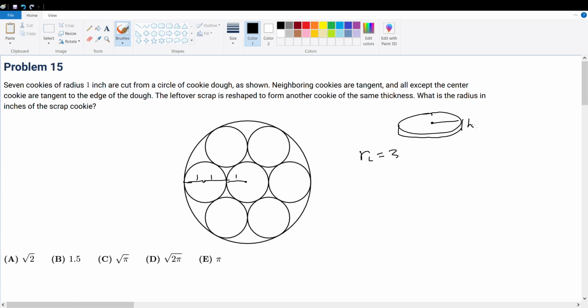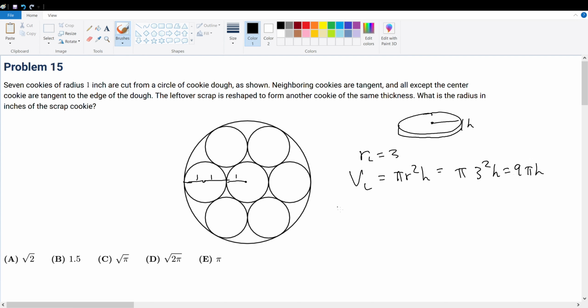Let's suppose that the height of each cookie is going to be h. With that, what can we say? We can say that the volume of the large cookie is going to be equal to pi r squared times h. That's the volume formula. So that's going to be pi times 3 squared times h, which is 9 pi h.